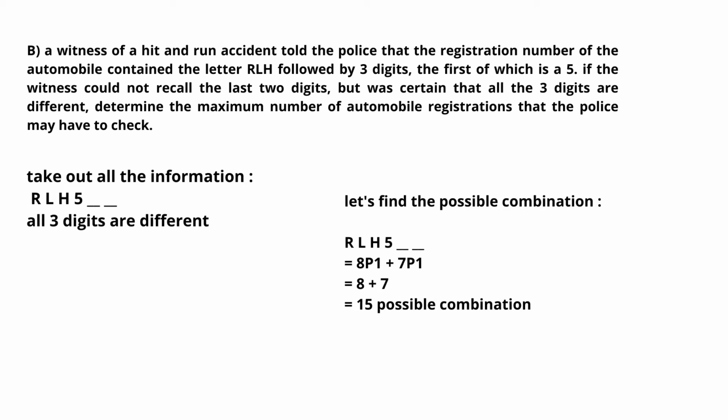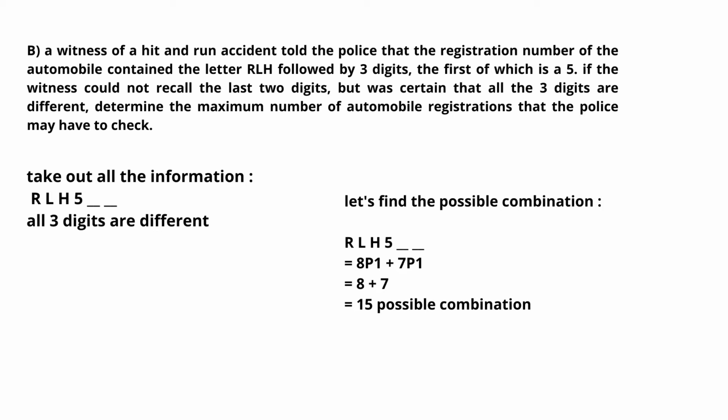A witness of a hit and run incident told the police that the registration number of the automobile contained the letters R, L, H followed by 3 digits, the first of which is a 5. If the witness could not recall the last 2 digits, but was certain that all the 3 digits are different, determine the maximum number of automobile registrations that the police may have to check. So we're going to take out all of the information. We have R, L, H, 5 and another 2 digits. It also said that all the 3 digits are different.